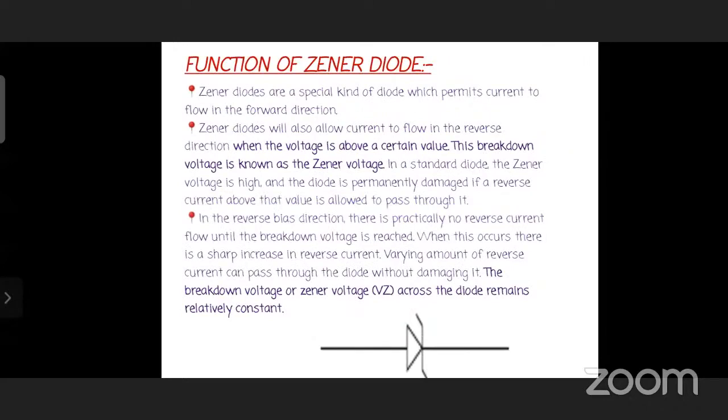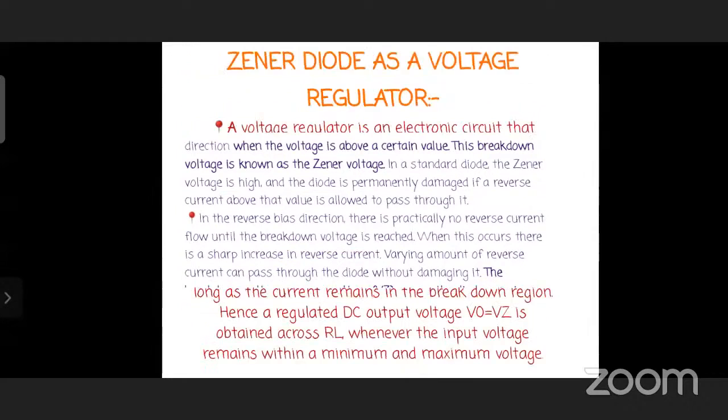Now the function of the Zener diode: as I have told earlier, in the forward direction the Zener diode acts like a regular diode, but when we operate it in reverse bias and the voltage is above a certain value, this breakdown voltage is known as Zener voltage. Practically, in the reverse bias direction, no reverse current flows until the breakdown voltage is reached, and the voltage across the Zener diode remains relatively constant.